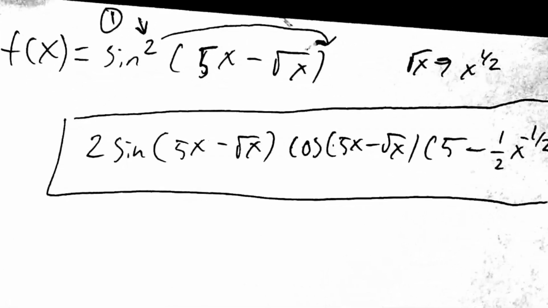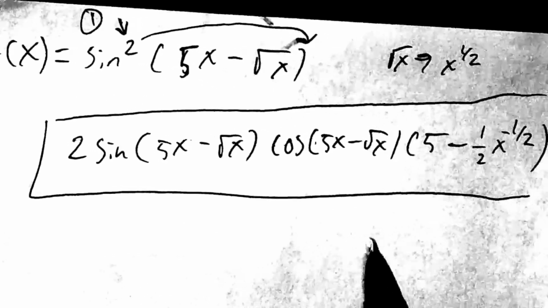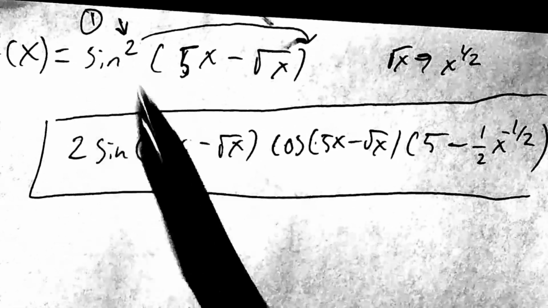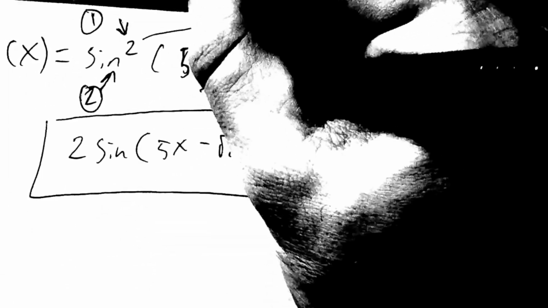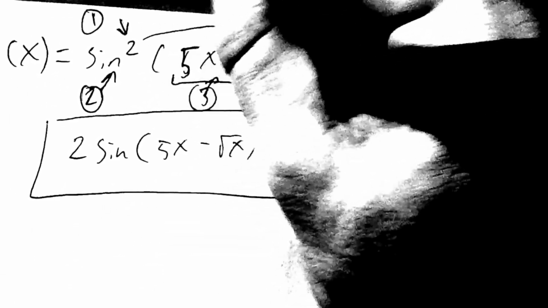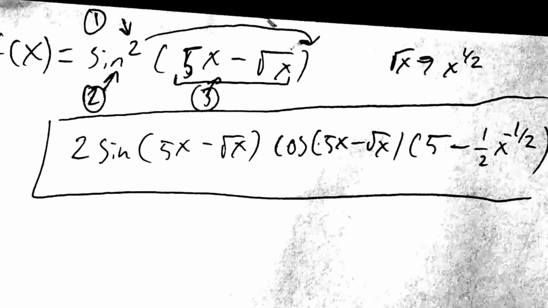That's kind of a double chain rule because you have 2 outside functions. You have that square, and then you have step 2, which is the sine, and then you have step 3, which is the inside here. Okay.